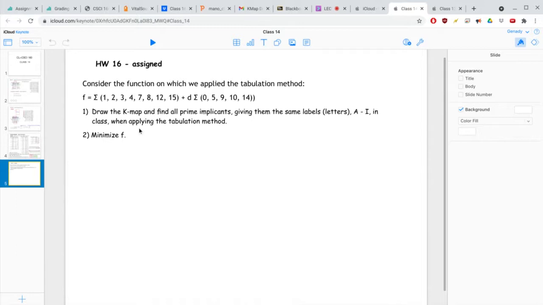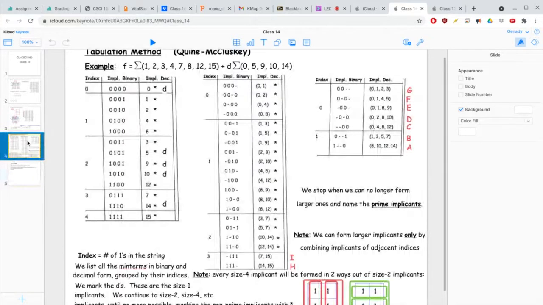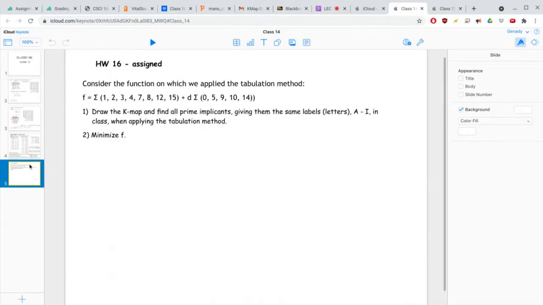So now I would like you to draw this same function, right? We're still working with this function. So now I would like you to do two things. First, draw the K-map and circle all of the prime implicants, right?